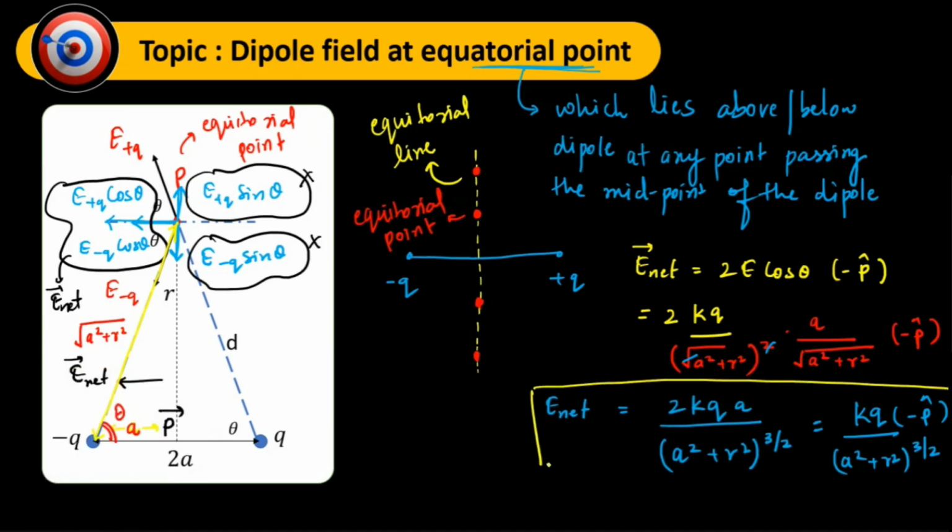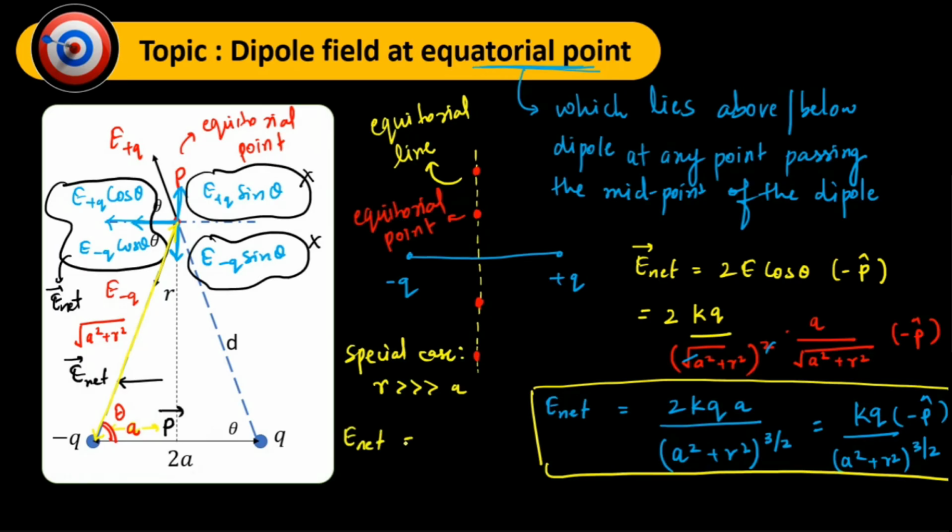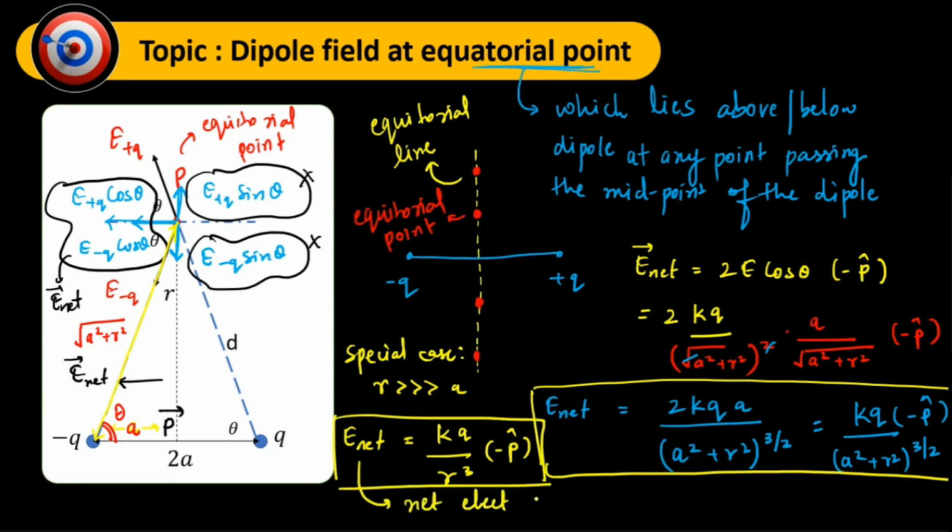But there are a few changes that we can make based upon a special case. The special case suggests that if R is much more than A, we can neglect this A. So if we neglect A, the net electric field is going to be KP over R cube, negative P cap. This E net is the net electric field at the equatorial point, and you have already seen this in the classes.